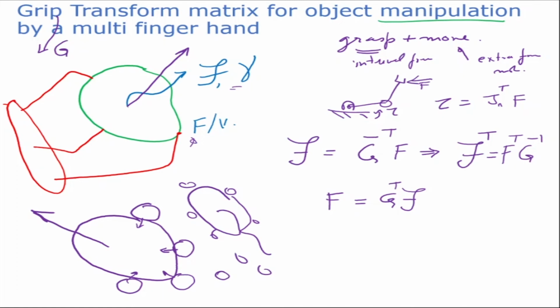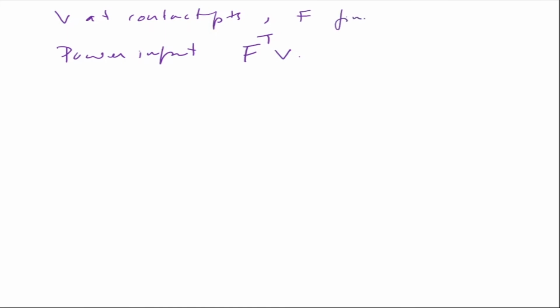Now, what we want to do is find the relationship in terms of velocities: what should be the fingertip velocity that should be applied in order to have a particular object velocity. How do I do that? V is the twist at each of the contacts, so V is at the contact points. The total power input to the system is equal to f transpose into V. Here f is the fingertip force, V is the contact point's velocity.